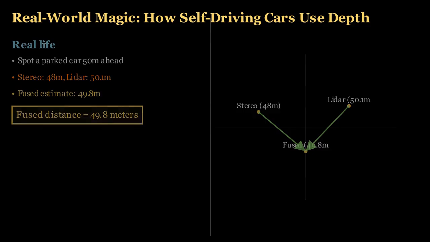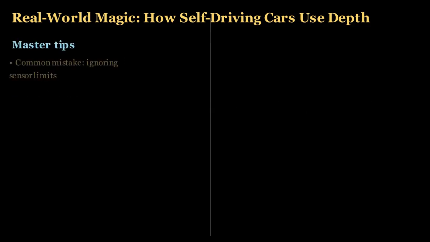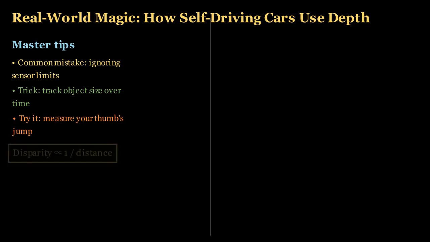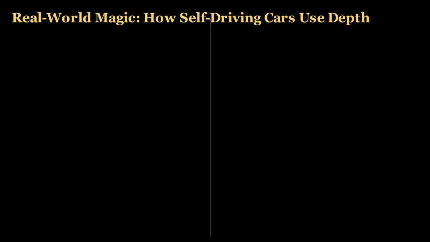A common mistake is trusting one sensor blindly. Cameras fail in fog, LiDAR fails on glass. The trick is redundancy, always fuse. A quick problem-solving trick: you can estimate time to collision just by how fast an object expands in the image, no distance needed.